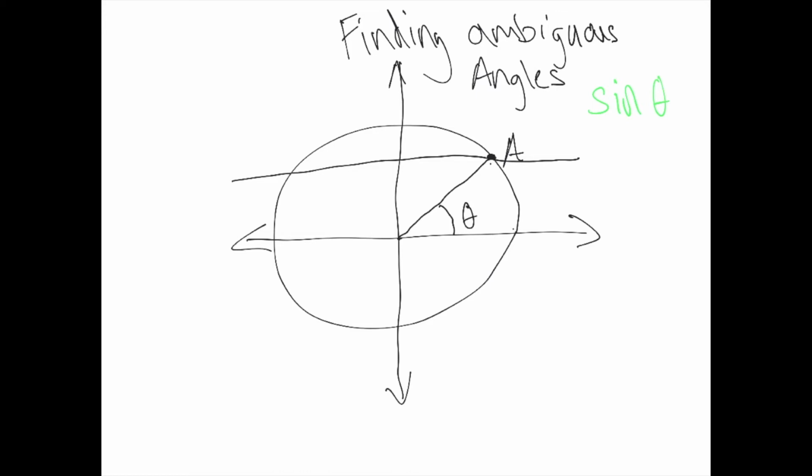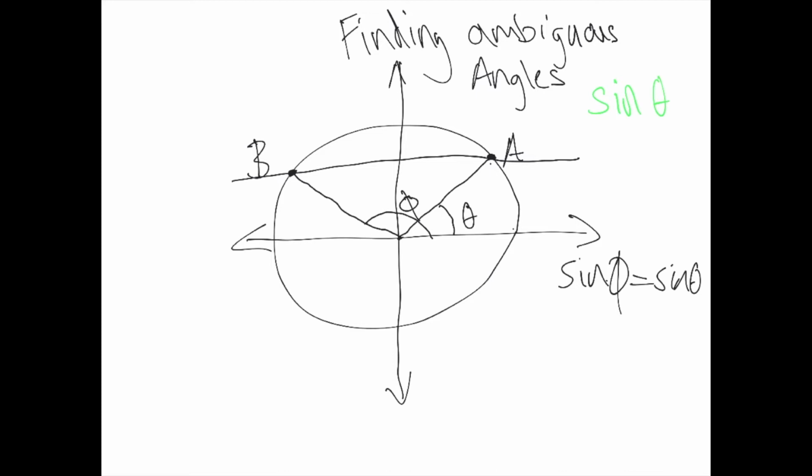We'll notice that there's another point on the other side of the unit circle that has the same height, otherwise known as sine of theta. So we'll call this point B. Now notice that if we draw a line to the center of the origin, we'll have another angle here, and we can call this angle phi. So notice that sine of phi is equal to sine of theta. Now, how can we find out what this angle measurement of phi is?